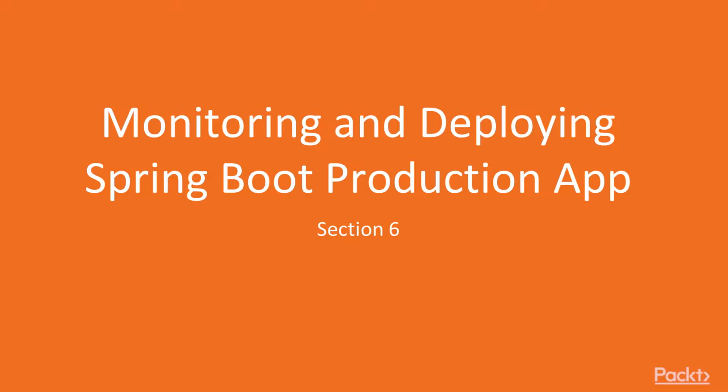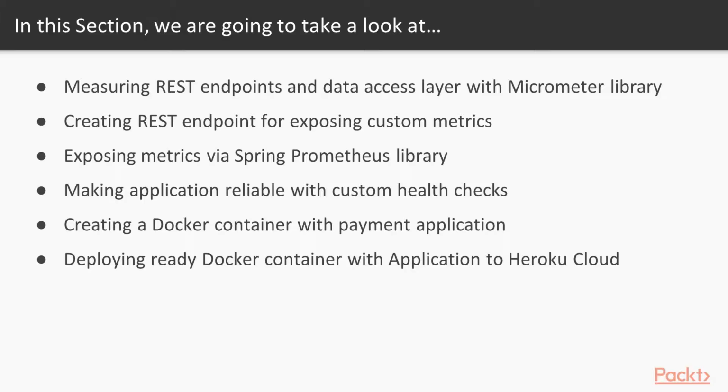Welcome in the last section, that is the sixth one in our course. In this section, we'll be doing monitoring and deploying Spring Boot production application. So first step that we will do is measuring REST endpoints and data access layer with Micrometer library. Once we know constructs from that library, we'll be creating REST endpoint for exposing custom metrics. When we expose our metrics, we will expose them via Spring Prometheus library.